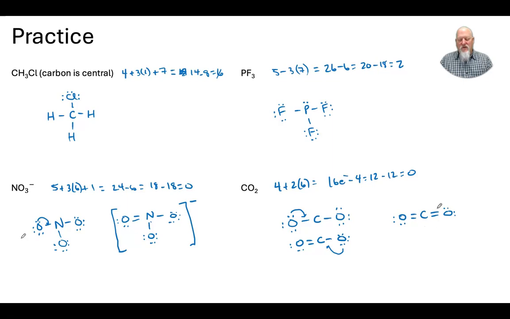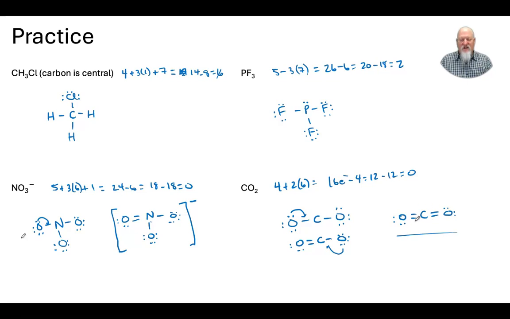Okay. If we look at this, we can see the oxygens each have 2 bonds and 2 lone pairs, which is kind of the preferred way oxygen wants to be. And if we had done a triple bond, this oxygen would have had a triple bond and 1 lone pair, and the one on the right would have had 1 bond and 3 lone pairs. That's not the preferred way. So CO2 would look like this.